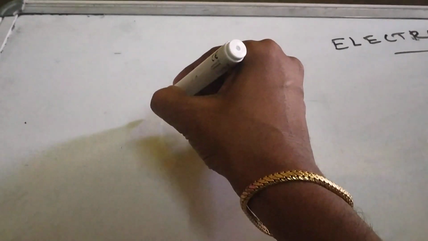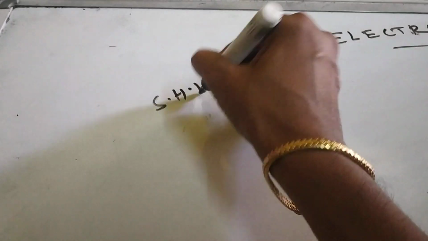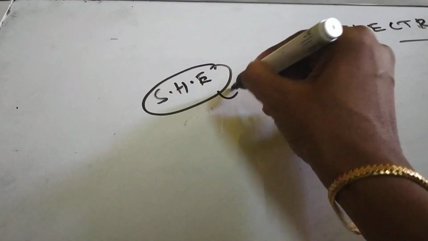Dear students, last class I told how to detect the pH by using the SHE, and today I will discuss the relation of oxidation potential or reduction potential with the concentration of ion. So let's say I am taking one of the electrodes, the reference electrode is SHE, and I am taking this SHE as cathode.